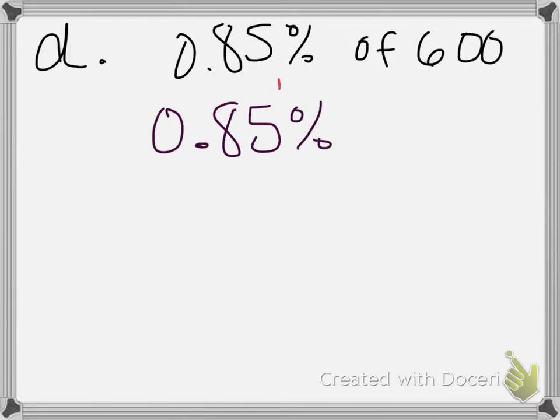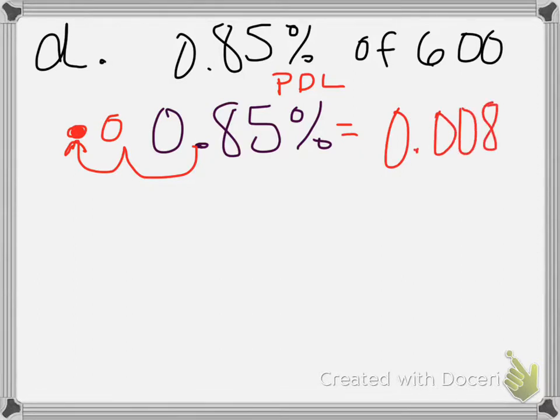So D, you're going to do 0.85%, and you're going to use PDL to get that 0.85% into a decimal. And remember, just because it's got a decimal in it doesn't mean it doesn't need to be changed. It does, because it's a percent. So now, in order to make it a true decimal, you're going to have to move it 2 spaces to the left. So when we do that, we have the egg carton there, we add the 0, and we also have the leading 0.